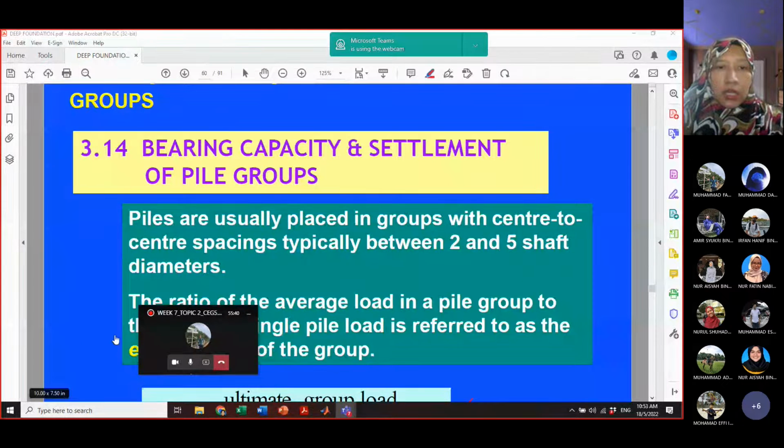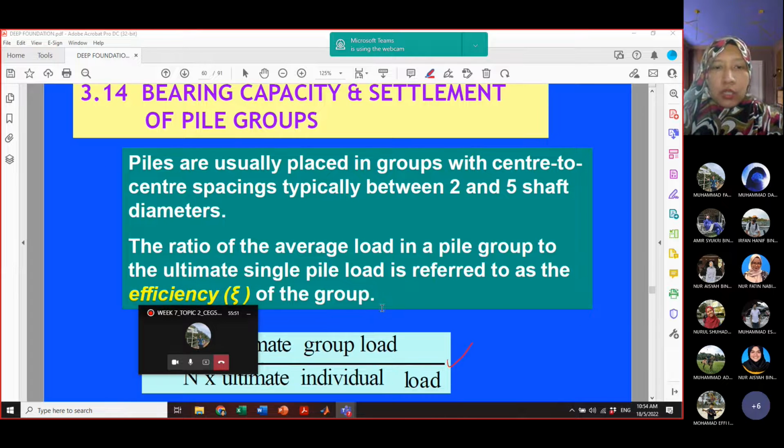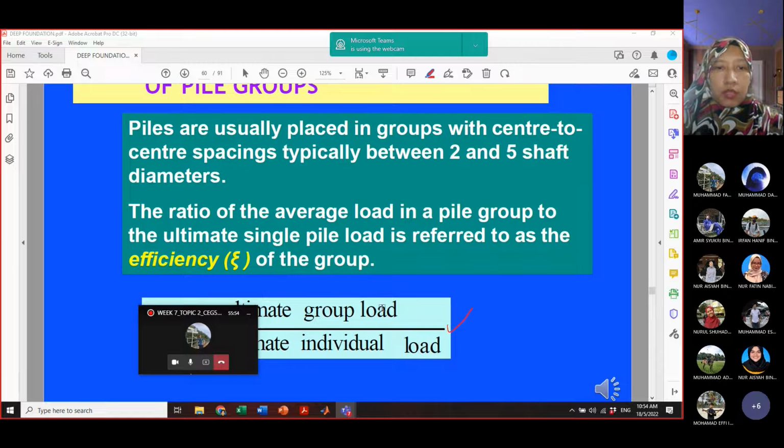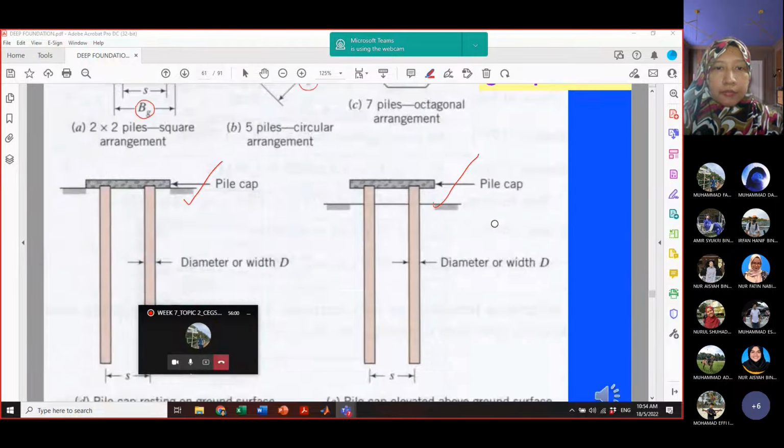Okay, the piles are usually placed in groups with center to center spacing, typically between 2 and 5 diameters. So the ratio of the average load in the pile group to the ultimate single pile load is referred to as the efficiency of the group. So ini yang saya explain tadi. This is the idea, the arrangement of the pile groups.